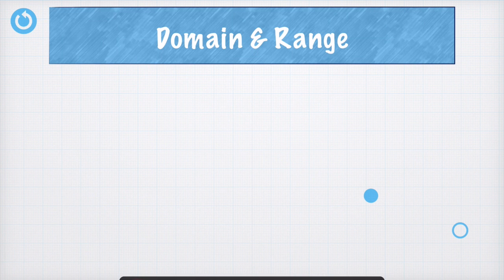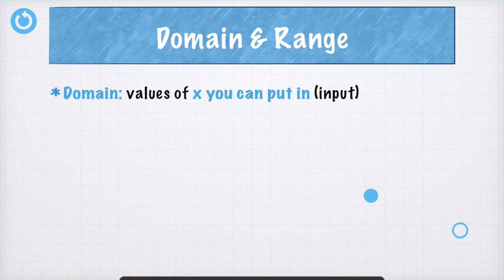Now our domain is going to be our input. It's going to be our x values. So whatever we can put into a function is going to be our domain. Sometimes you are going to have something that breaks. Like some functions, you can't put in 0 because suddenly you're dividing by 0 and that makes everything explode. So our domain is just any x value that you can put in and it will actually work.